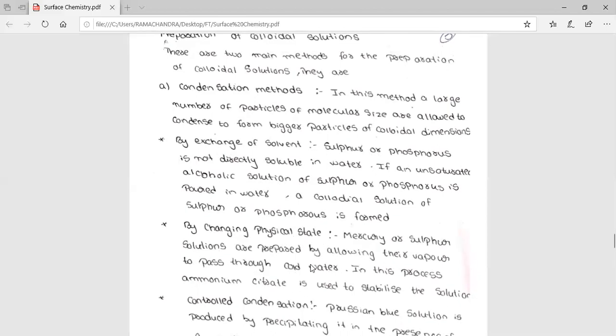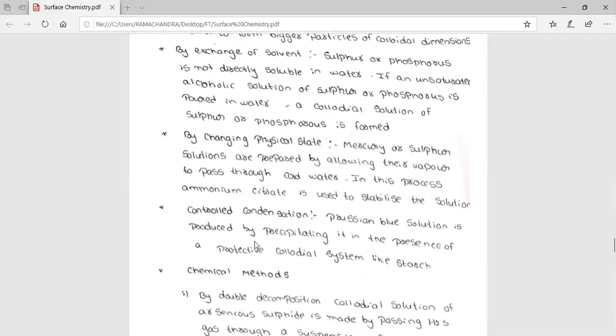So by changing the physical state, which is useful for the formation of bigger particles of colloidal dimensions. Next, controlled condensation. Here the Prussian blue solution is produced by precipitation in the presence of a protective colloidal system like starch. So here we use controlled condensation with starch for the formation of bigger particles of colloidal dimensions.